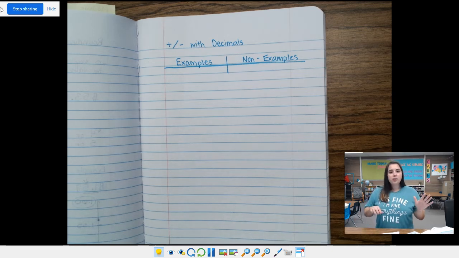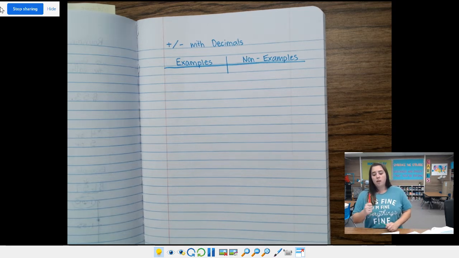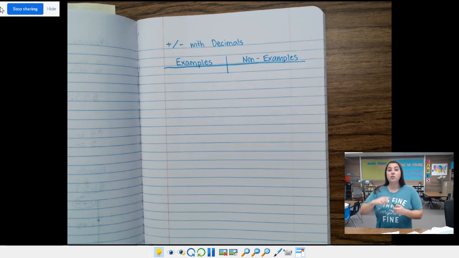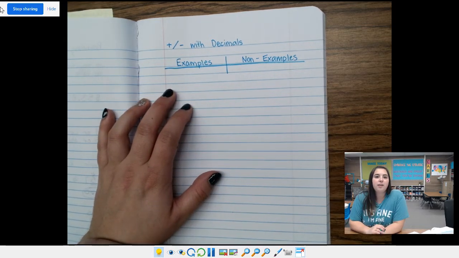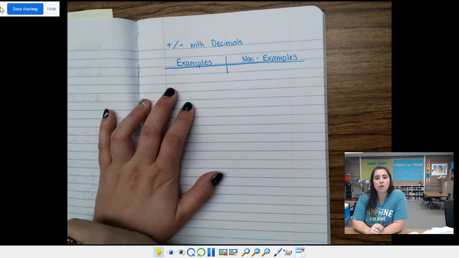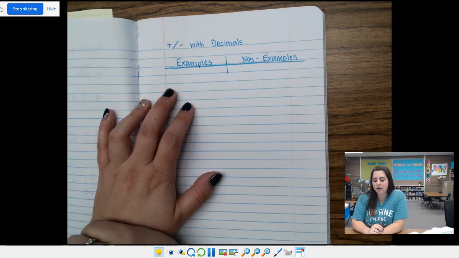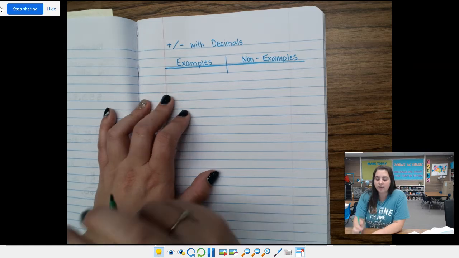Okay, just for a visual, I'm going to use green for my examples, things that we should be doing, and then red for things I shouldn't be doing for my non-examples. If you have different colors, you could do that as well. And let's start simple. Let's say you have $100 and I give you $5 more. How much money do you have? You should have $105. Let's write that as our example.